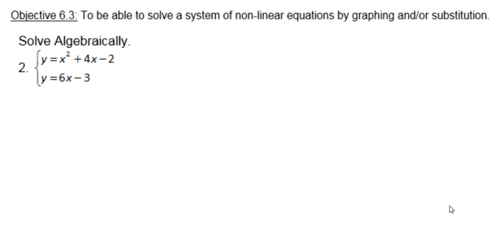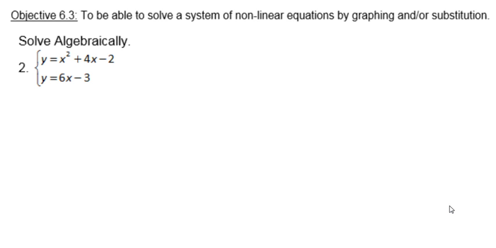As you're looking at a system algebraically, we're trying to see if we could do substitution, because elimination in most cases would not work, since typically you're using different types of functions. We can see we have a quadratic and a linear, so elimination would not work well with that.